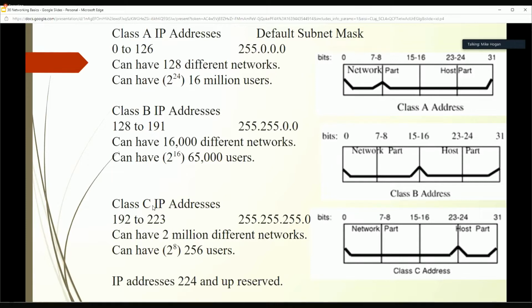If we look at Class C IP addresses, now we've gone the opposite direction of Class A. We've got our subnet mask of 255.255.255.0. That means the first 3 octets are all ones. Those first 3 octets all represent the network. And then the last 8 bits are the hosts. So it says we can have 2 million different networks. And we can have 2 to the 8 because we got 8-bit, 256 users.